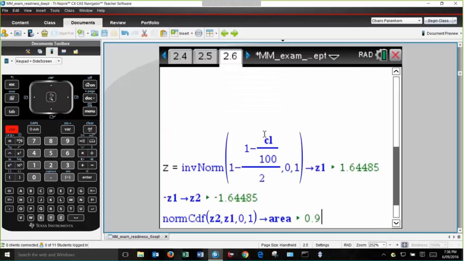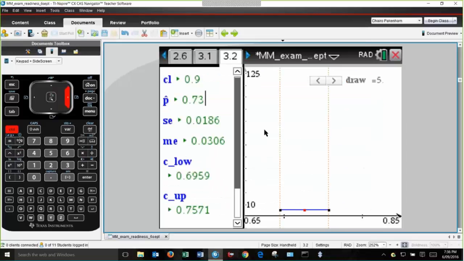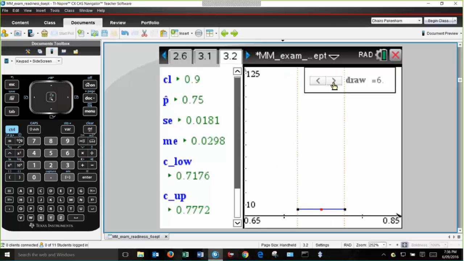And one would hope that by the time students get to answering exam questions, they've done lots of simulations in order to get a handle on this topic. Okay, so if we simulate a 90% confidence interval, in this case, actually I'll keep going until I get one that's exactly 76. Okay, so here, p hat in this confidence interval is 0.76.